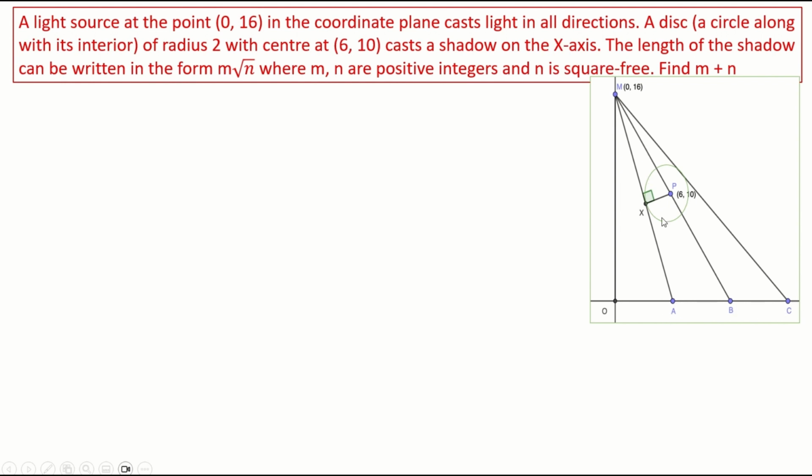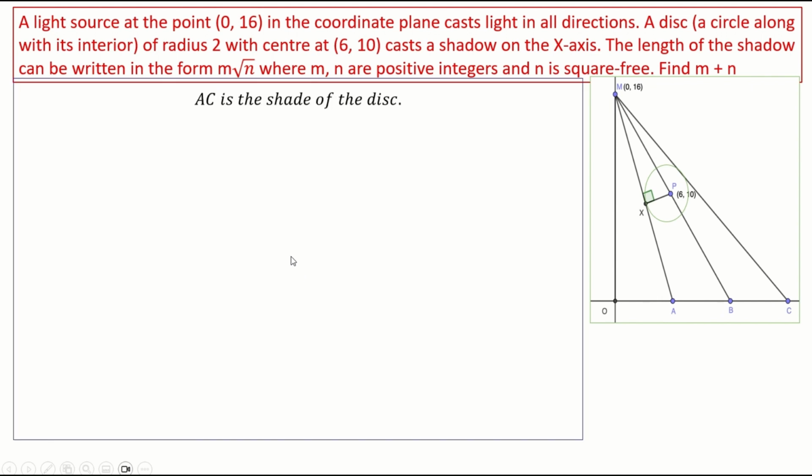AC is the shadow. The length of the shadow can be written in the form m square root of n, where m and n are positive integers. Find m plus n. Just remember you have to find m plus n, not the AC length. This looks easy with the Pythagoras theorem and coordinate geometry. AC is the shade of the disk, of course.